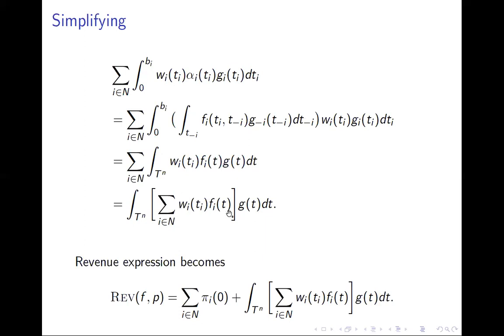So this is the expected virtual value that agent i gets at this type profile. And the summation gives you the expected virtual value of all the agents, so the collective expected virtual value of all the agents at type profile t. And this is an expectation over all type profiles. So this basically gives you the expected virtual value from this mechanism. Okay, so that's the interpretation of this. And the revenue expression is basically the sum of these π_i(0) plus the expected virtual value from this mechanism.